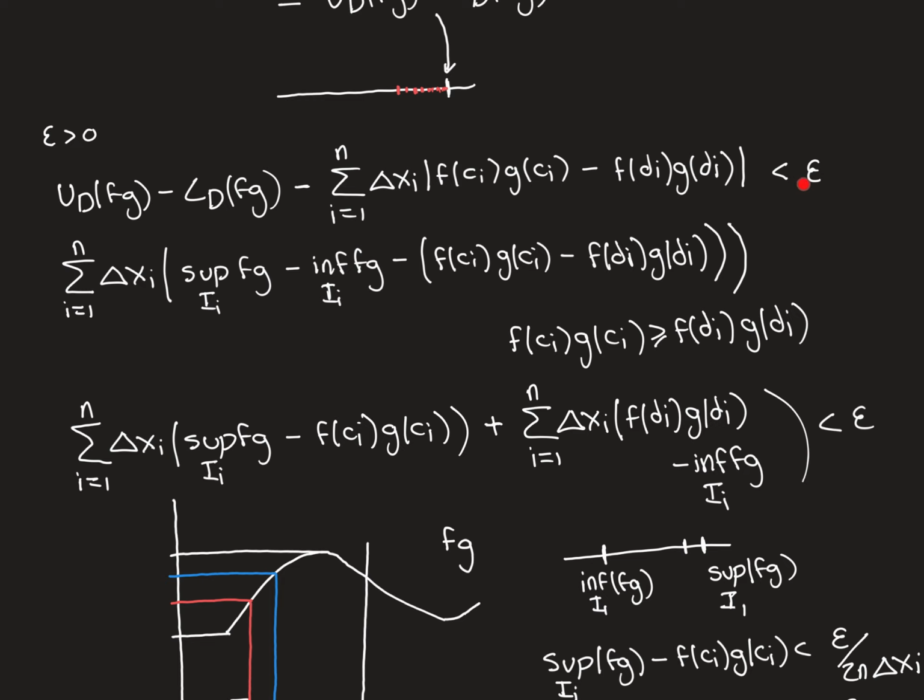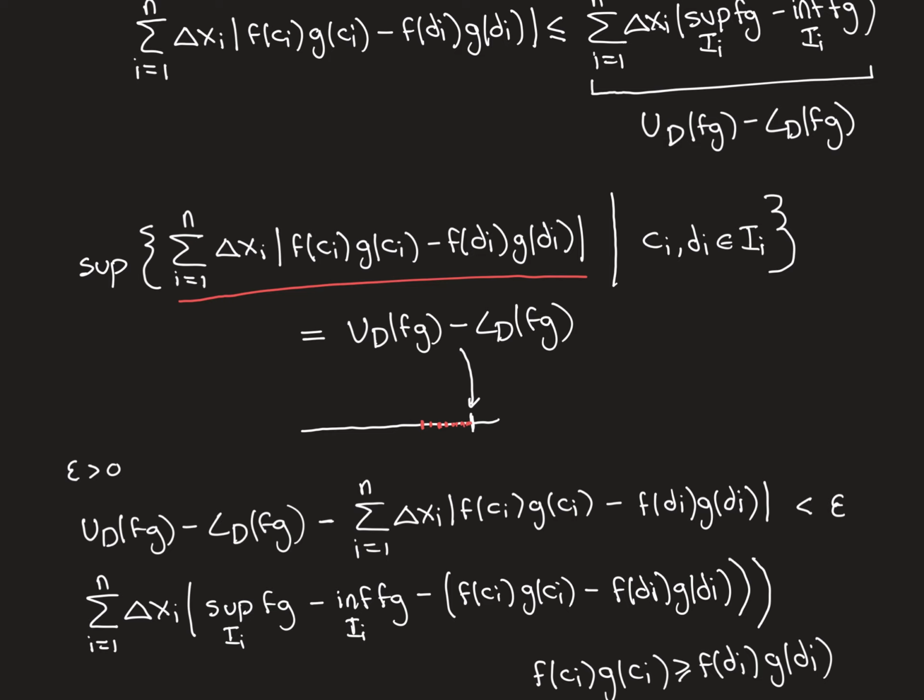So you're able to make this difference less than epsilon, and we just took a general epsilon greater than 0, so this will work for any single one of them. Hence, by picking your C and D points carefully, you can make this difference indefinitely small. Hence, these things do get indefinitely close to this value from below. So overall, at the end of this part, we have shown that this value is the supremum of this set.